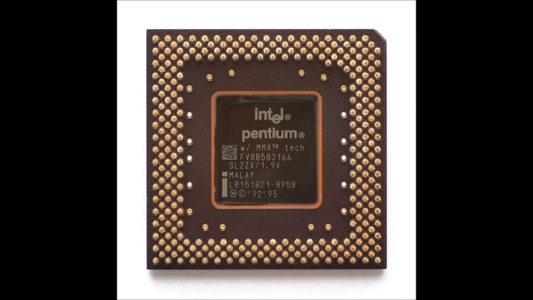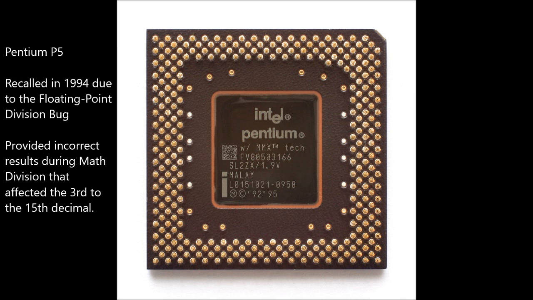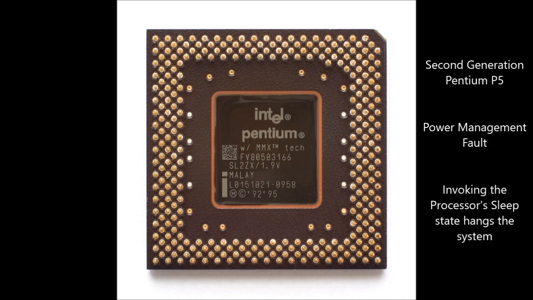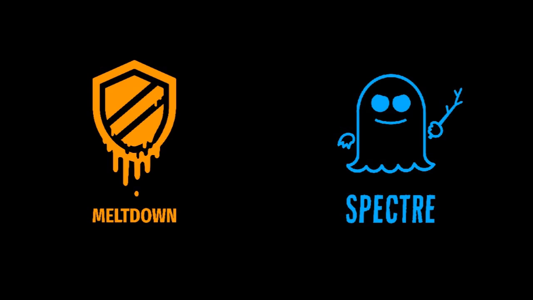For example, Intel had an issue with their Pentium P5 processors back in 1994 that had the floating point division bug, which returned an incorrect result during math division, affecting the 3rd to the 15th digit. The second generation of the Pentium P5s had a power management bug. When the chipset invokes the processor's sleep function, the system would hang up. And most recently was a Meltdown and Spectre bug, which allowed rogue processes to read all the memory addresses regardless of the privileges.